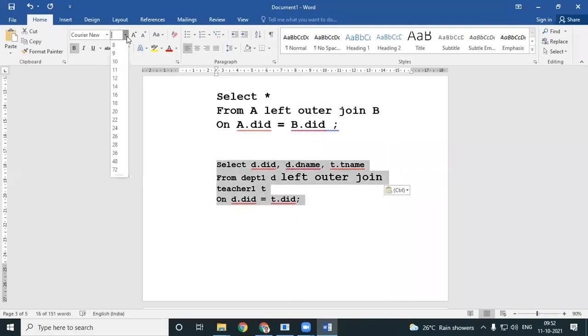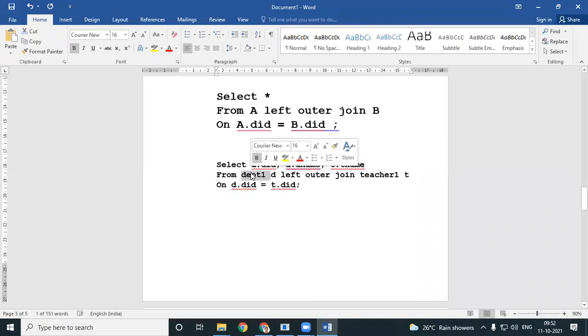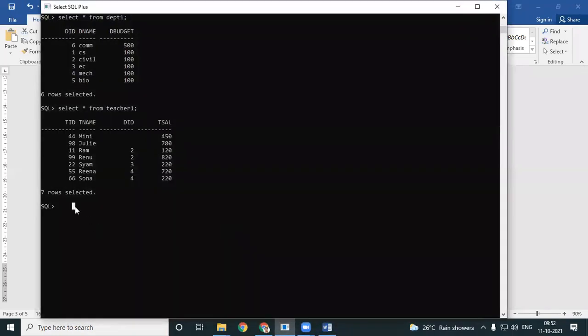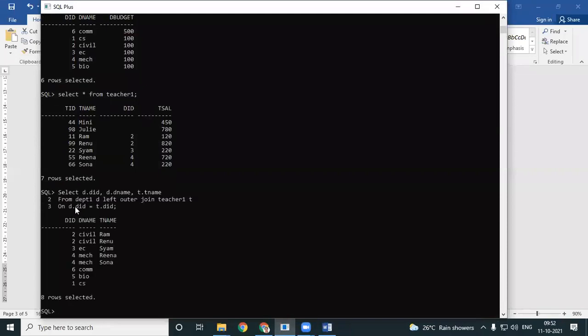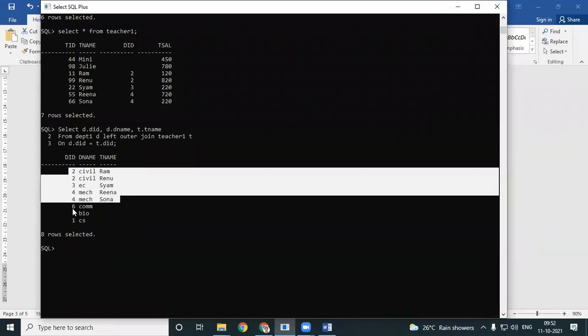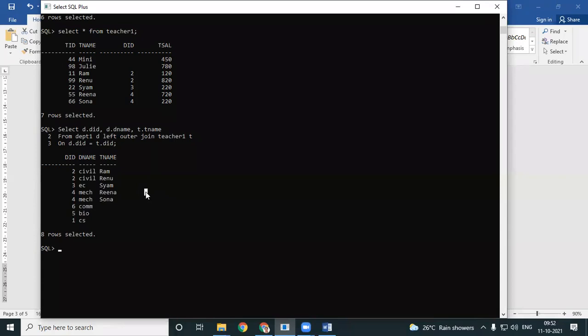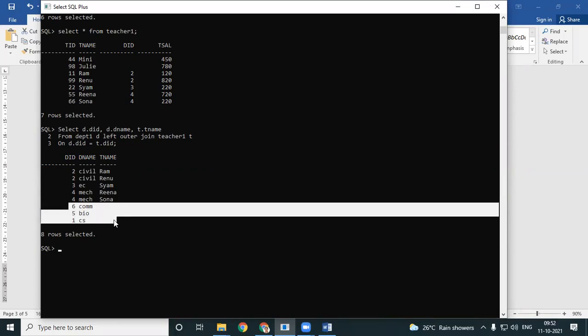So, let's see how this query will give you the answer. I'm now doing a left outer join between my department table and my teacher table. Let's see what happens. Copy, I come here, I'll paste. Okay, look here, left outer join. I told you to remember, no? Commerce, bio, CS. They don't have an entry. But in left outer join, even these will come.